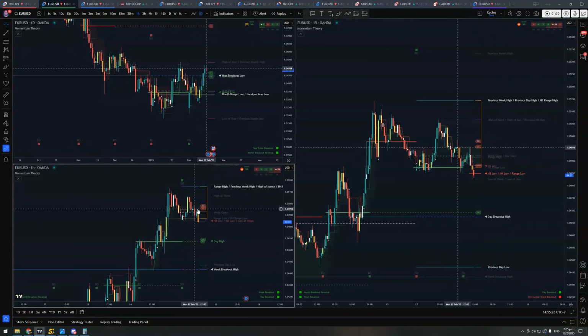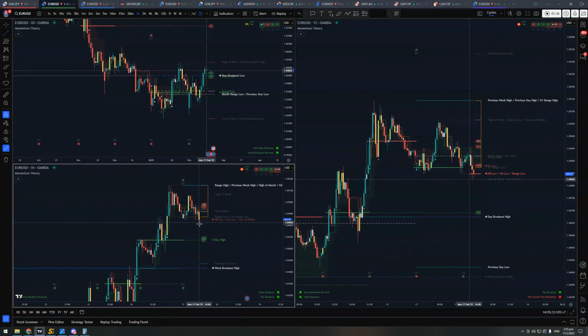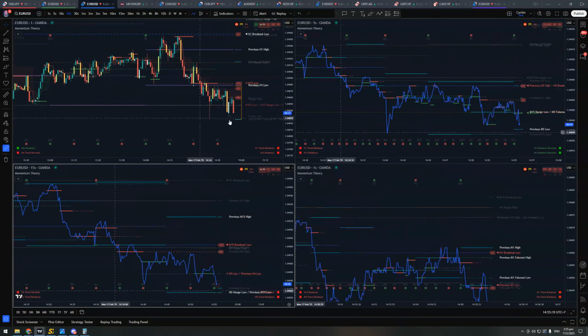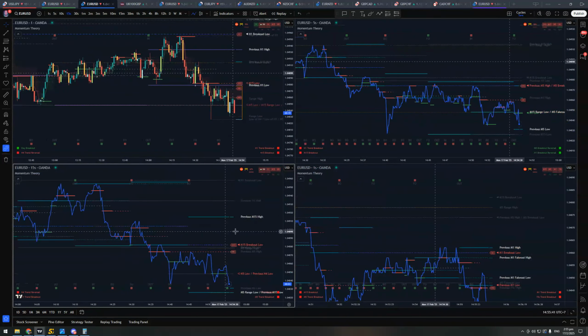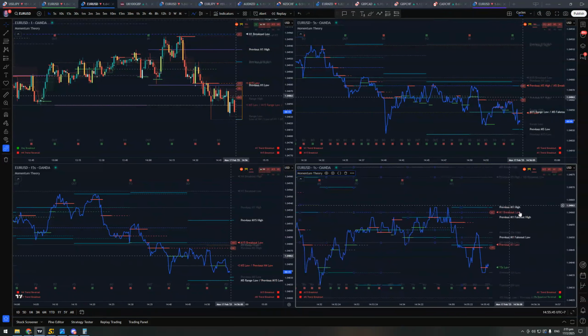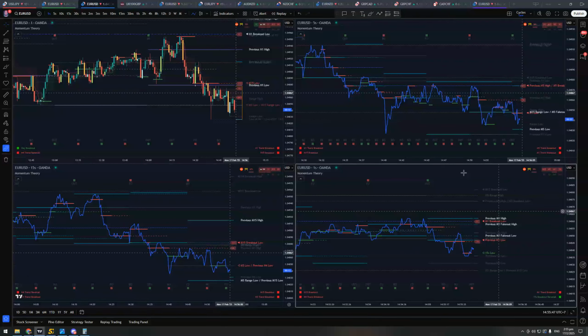I would like to see this H1 close outside of this range and take this range out. And then I want to see, ideally, price fake out the H1 low and then take it back up. So if it does do that, then I'm going to drop down to lower time frames and start timing my entry on maybe 5 second or 1 second probably. Let's see what happens.